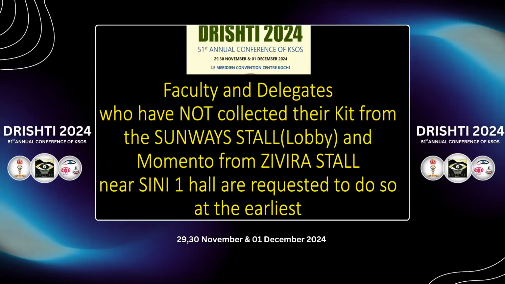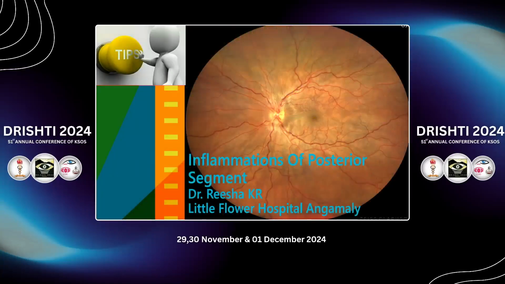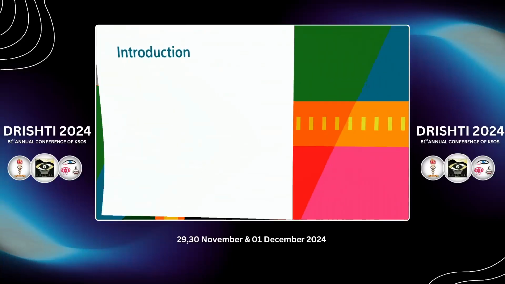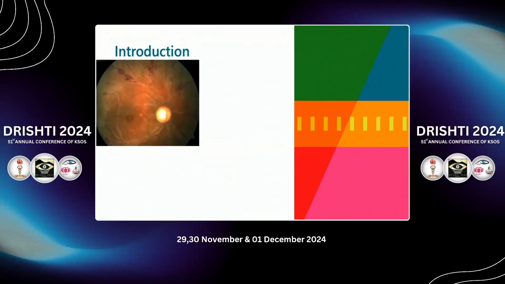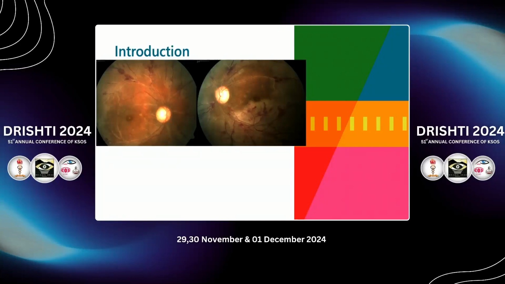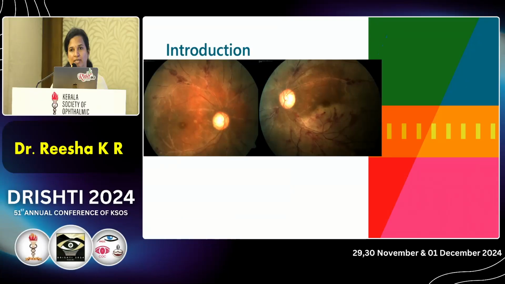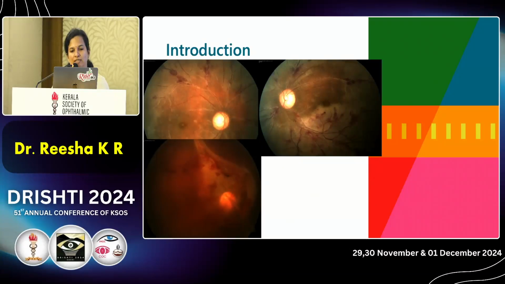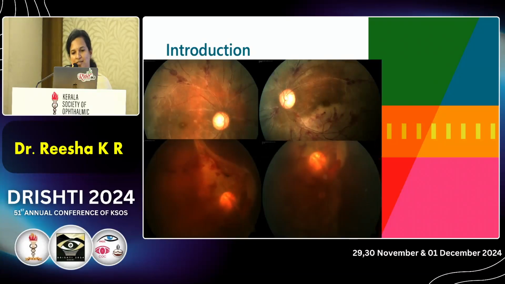Thank you, Dr. Shishir. Before I start my talk on inflammations of the posterior segment, I'll show you two slides. This young girl presented with severe bilateral occlusive vasculitis 1 week after a dengue fever attack. Dengue usually doesn't cause this much occlusive vasculitis, so we were searching for a rheumatological cause in this girl. After 2 weeks, this was the picture: both eyes developed vitreous hemorrhage.